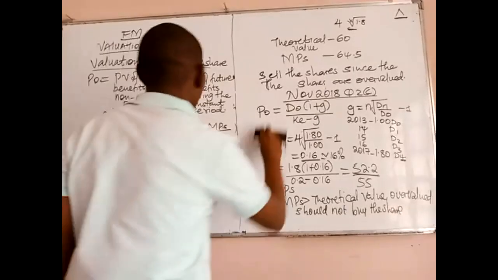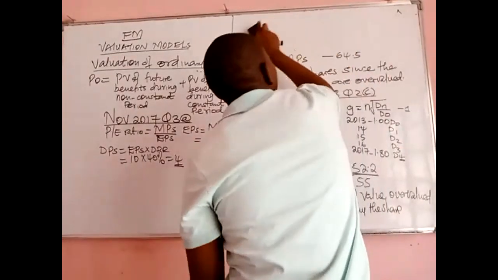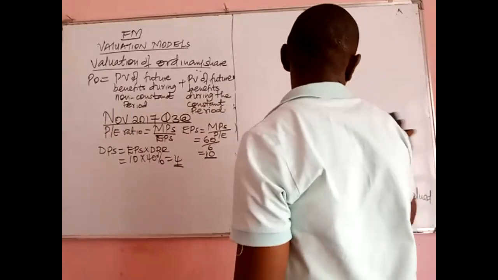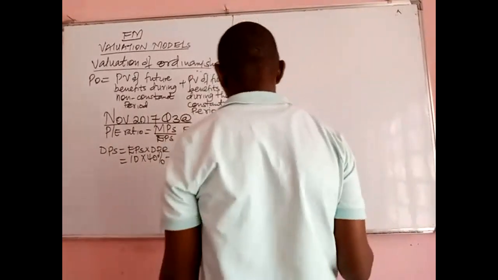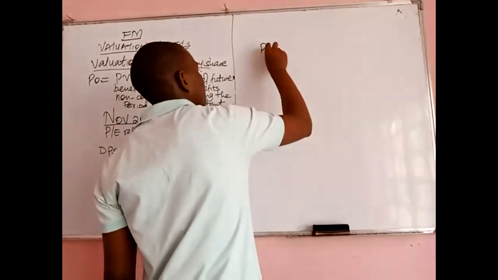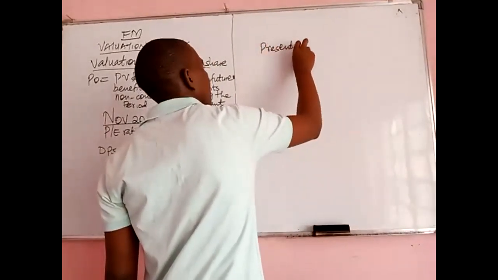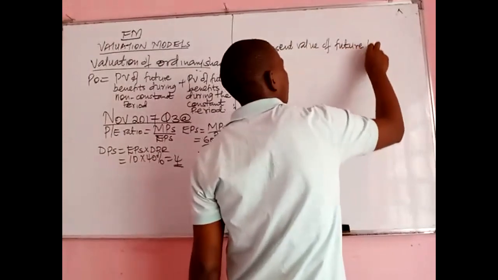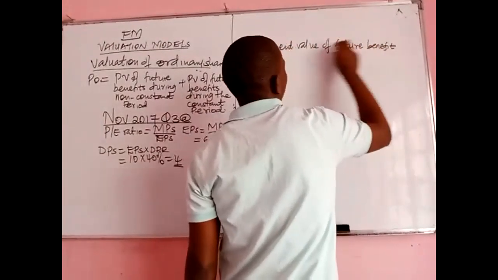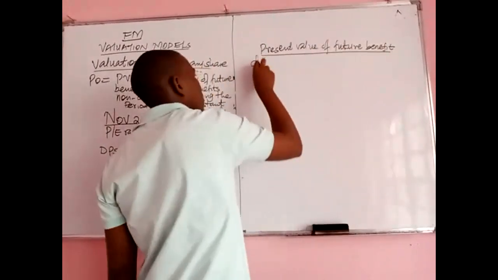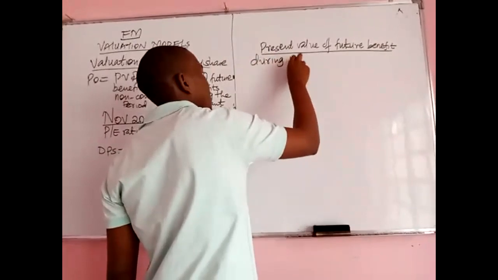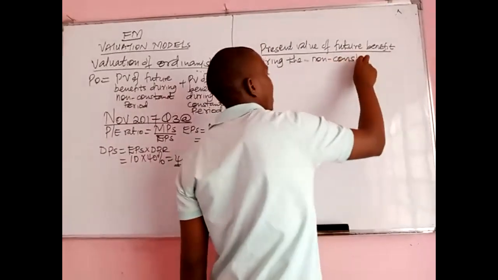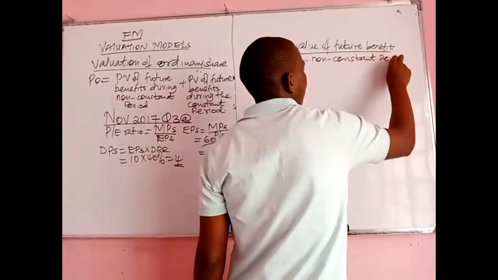10%. So we know to get the value of the share, or the theoretical value, is the present value of future benefits during the non-constant period. So I will begin with that one. Present value of future benefits during the non-constant period.